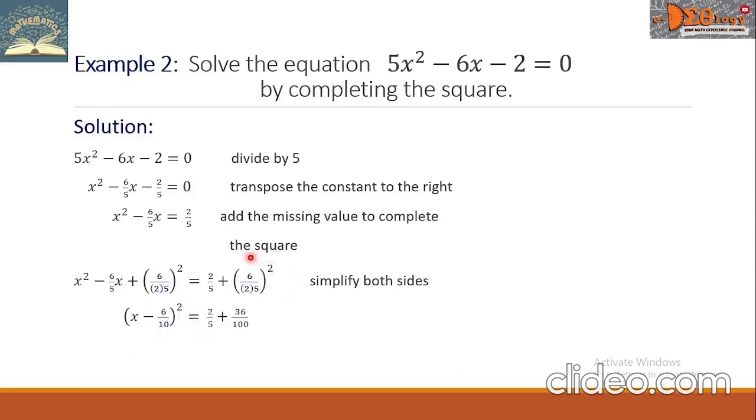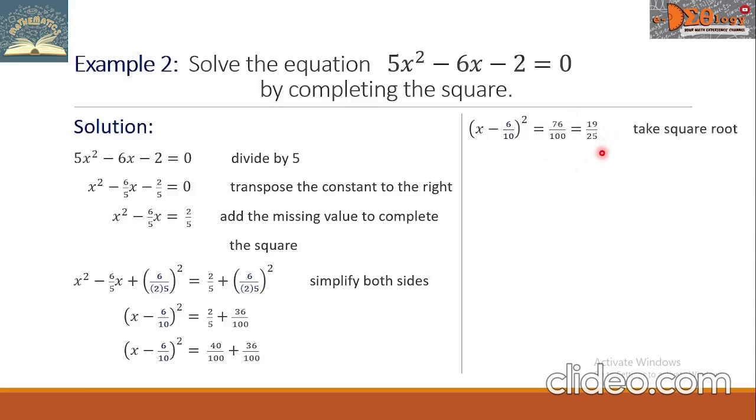Then we simplify this expression here as 36 over 100. Let us add the fractions on the right. Considering the LCD, the 2 over 5 becomes 40 over 100, then added to 36 over 100. The right side now becomes 76 over 100, and we can simplify this fraction further into 19 over 25.